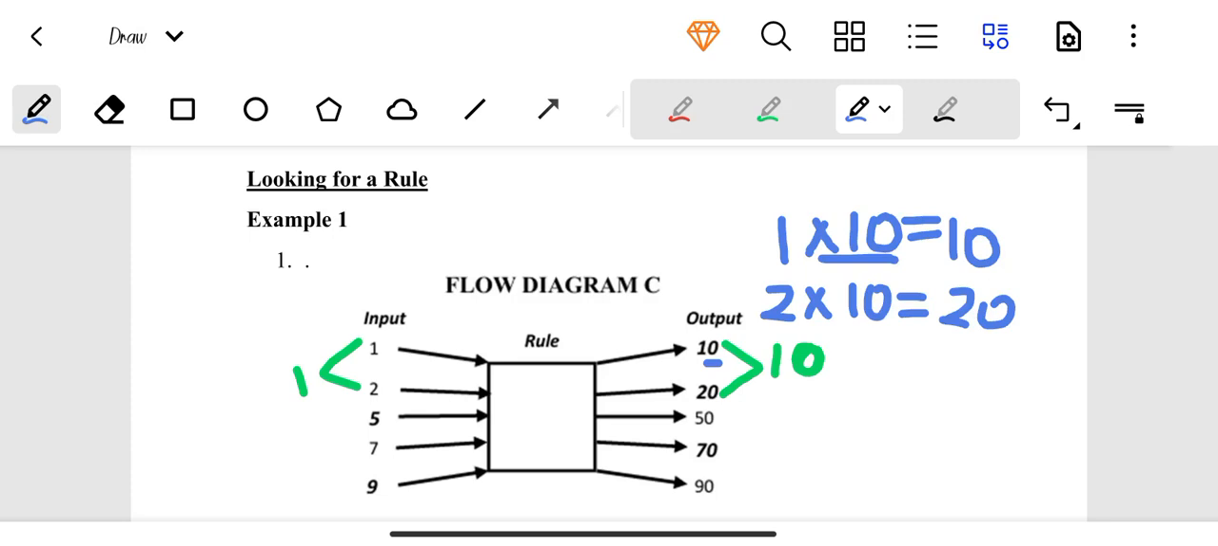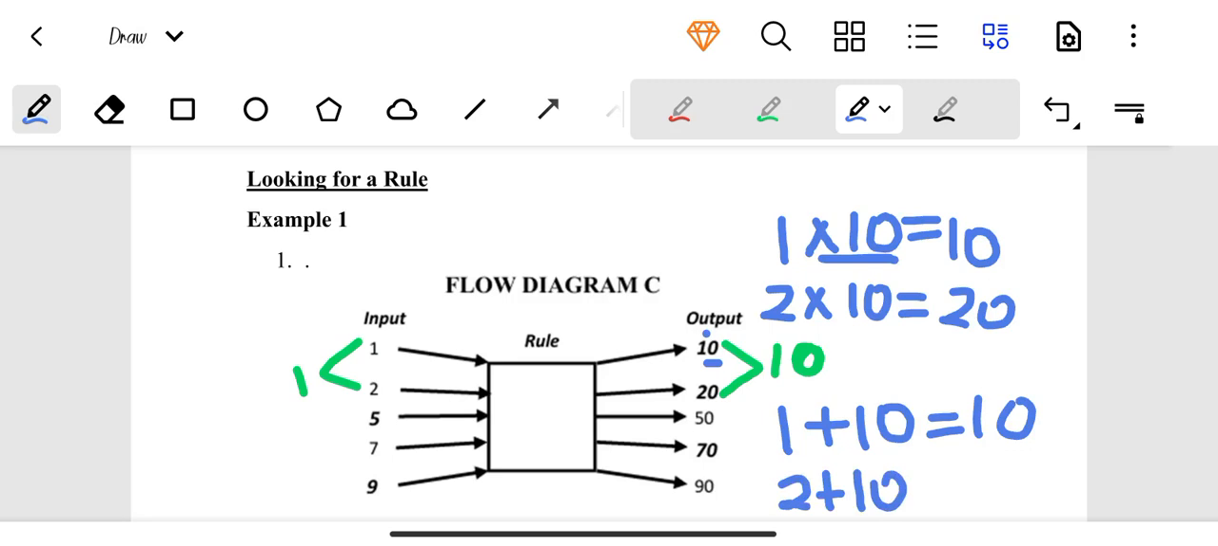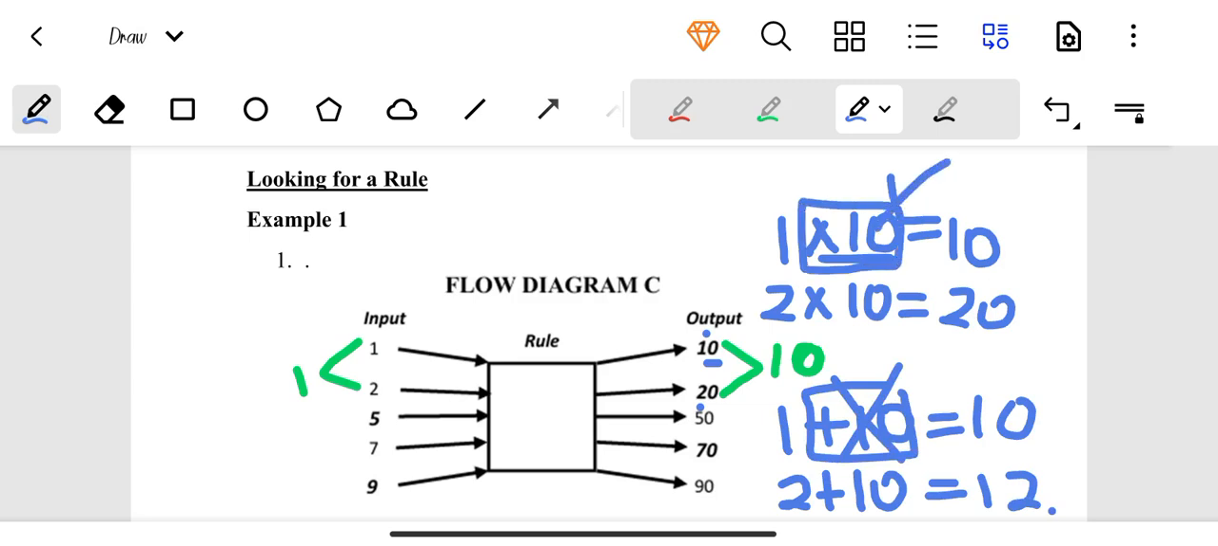I firstly said let's add 10. If we say 1 plus 10, the answer is indeed 10, which was the output. Then if we say 2 plus 10, the answer is not going to be the output that we have, but it's going to be 12. So it means that plus 10 is not going to be effective. It's not going to be the rule, but multiply by 10 is going to be the rule.